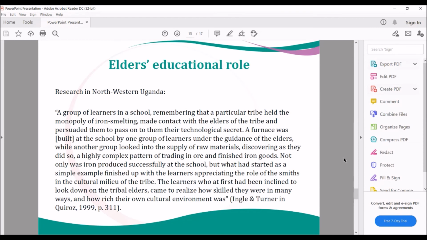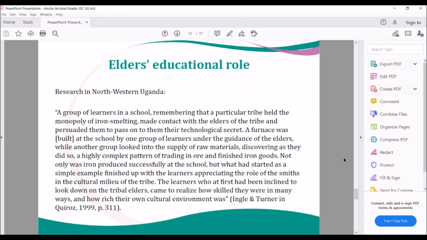And for this, I have quoted this example, which I once quoted in my PhD study, a research conducted in northwestern Uganda, where a group of learners in a school, remembering that a particular tribe held the monopoly of iron smelting, made contact with the elders of the tribe and persuaded them to pass on their technological secret. A furnace was built at the school by one group of learners under the guidance of the elders, while another group looked into the supply of raw materials, discovering as they did so a highly complex pattern of trading in ore and finished iron goods. Not only was iron produced successfully at the school, but what had started as a simple exercise finished up with the learners appreciating the role of the smiths in the cultural milieu of the tribe.